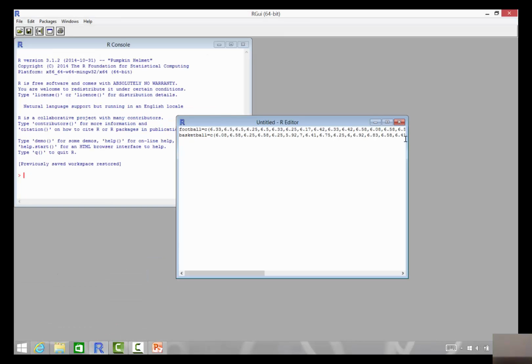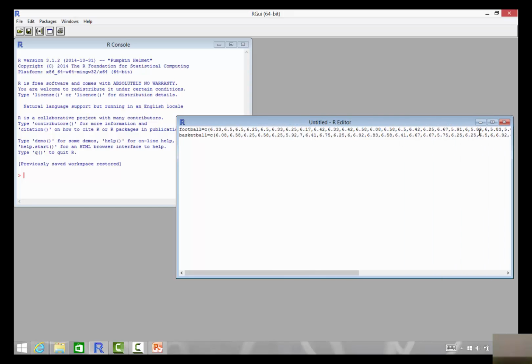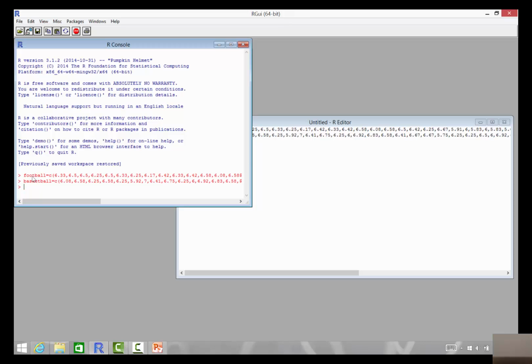Okay, so let's go to R. This football is the data for the height of professional football players. Nothing comes up, this is good. And this is the height of basketball players. So this is the first data and this is the second data.